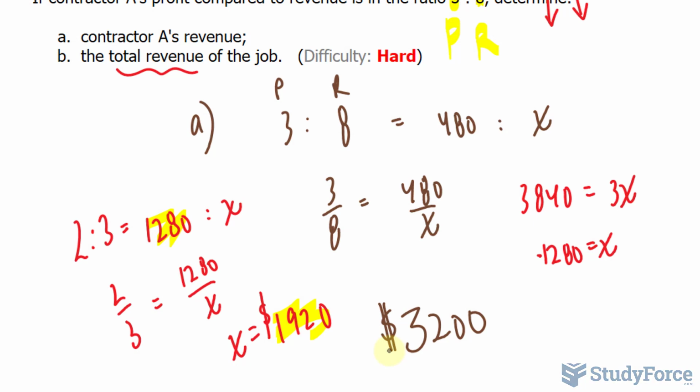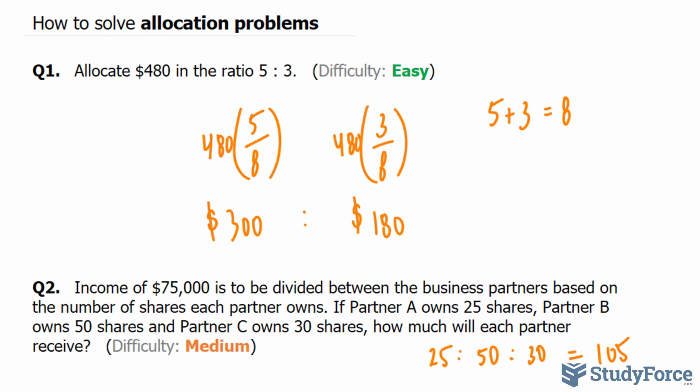Of that $3,200, contractor A, who received the smaller amount, got $1,280, and of that $1,280, he or she only pocketed $480. And there you have it. That is how to solve allocation problems.